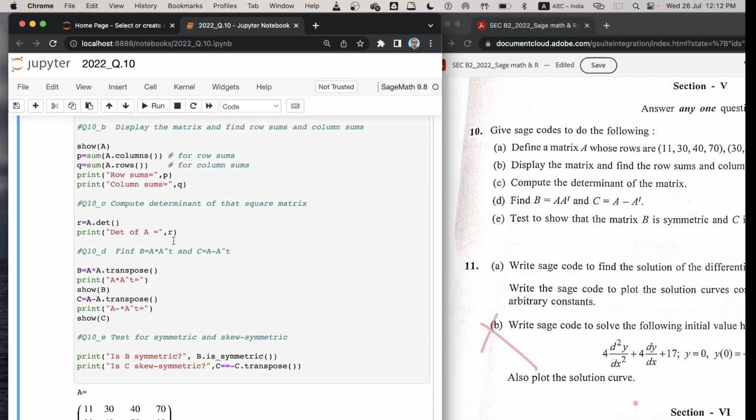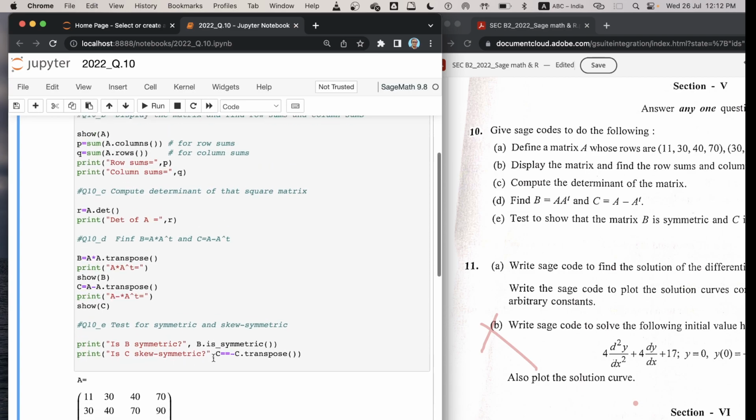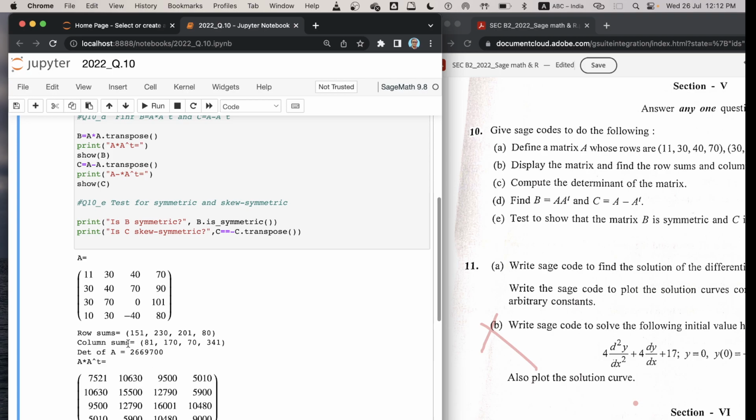Next, find the row sums and column sums. Let P be the row sum. P equal to the sum of A dot columns. So A dot columns gives the row-wise sums. When we output P, P gives the row sums. The first row is 151, the second row is 230, the third row is 201, and the fourth row sum is 80.